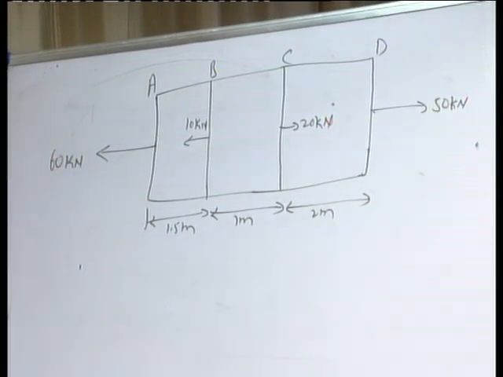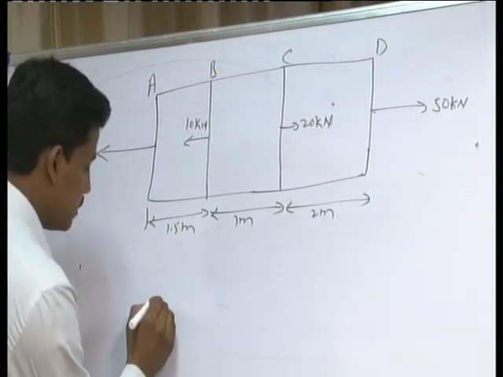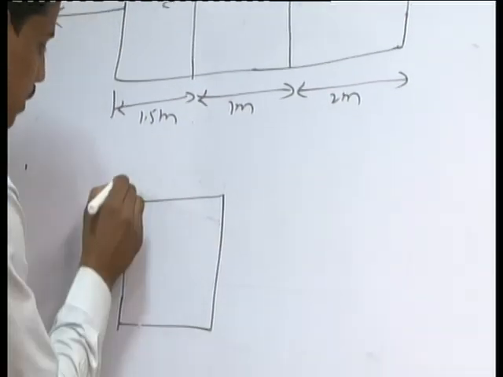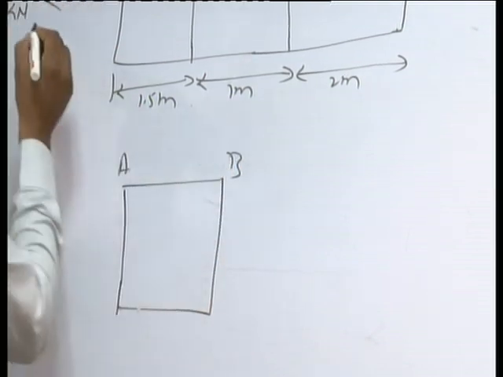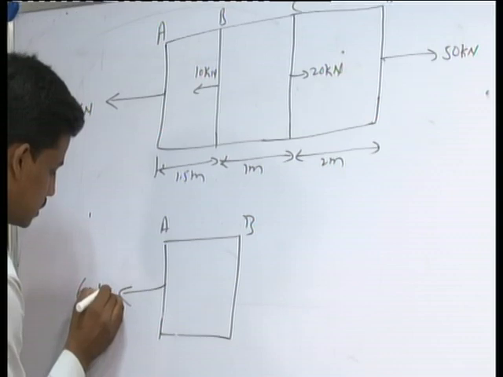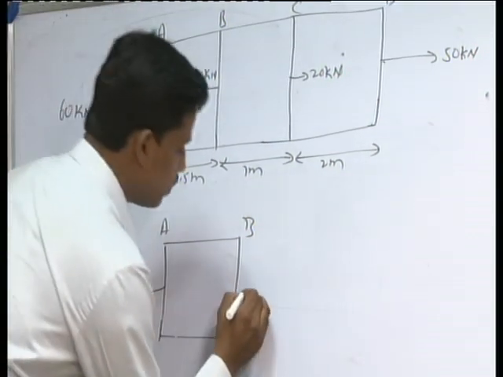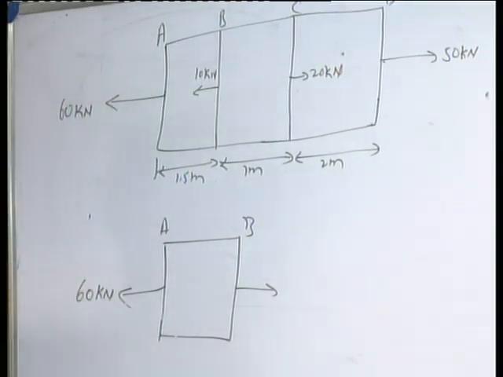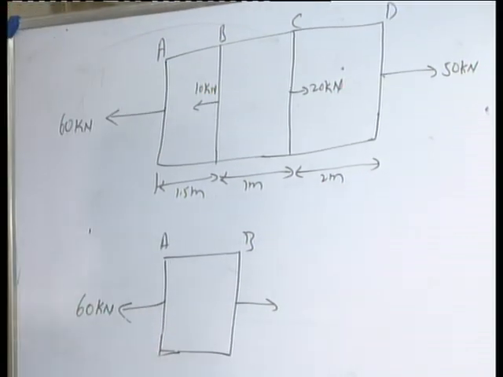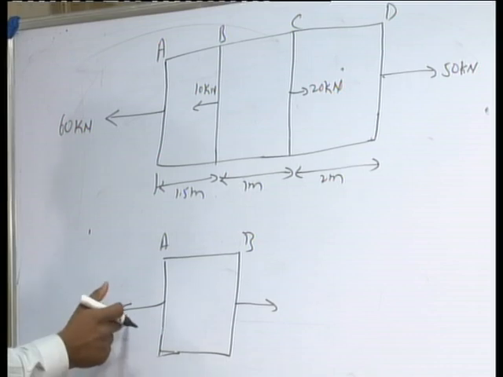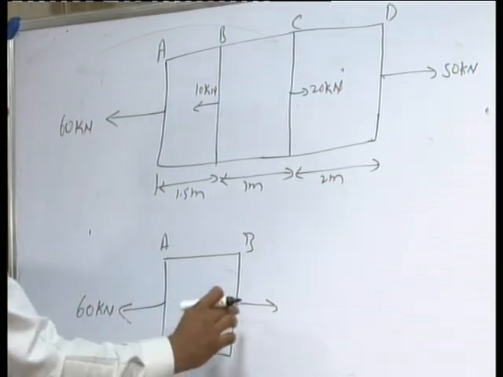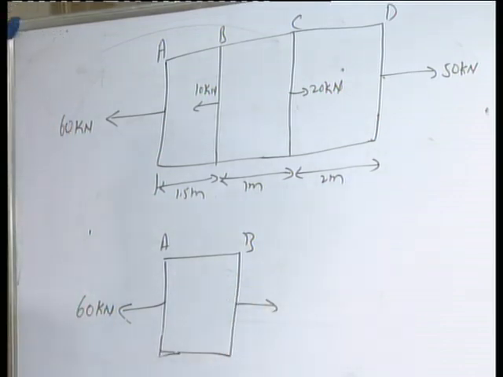Suppose you consider only the block AB, where 60 kilonewton is given. The question is, how much load do we have to apply for equilibrium? We have to use the equilibrium equation. If 60 kilonewton is acting on this side, for this block to be in equilibrium, the same 60 kilonewton should act in the opposite direction.